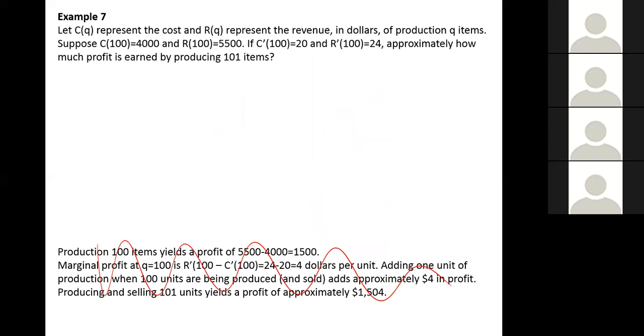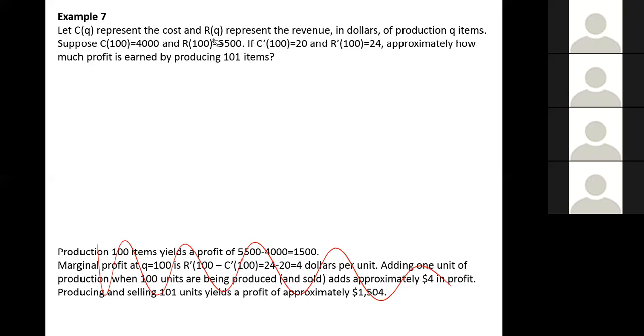Let C(Q) represent the cost, and R(Q) represent the revenue in dollars of producing Q items. Suppose that the cost to produce 100 units is $4,000. The revenue of selling 100 units is $5,500. If the marginal cost at 100 units is 20, and the marginal revenue at 100 units is 24, approximately how much profit is earned by producing the next item, the 101st?